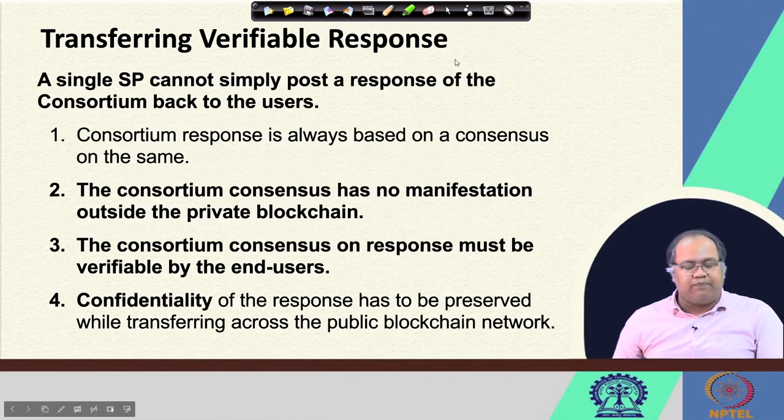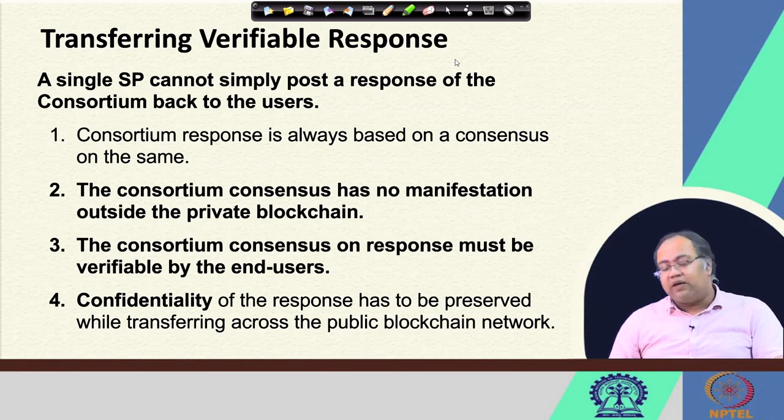On that direction, the problem is that a single service provider cannot simply post a response back to the user, because that service provider might be malicious. The consortium response is always based on a consensus, but the consortium consensus has no manifestation outside the private blockchain. So, the consortium consensus on the response must be verifiable by the end users. And sometimes the confidentiality of the response has to be preserved while transferring across the public blockchain network. Say, for example, you have booked a ticket, so the ticket should come to you and not to anyone else. That is the requirement that we have.